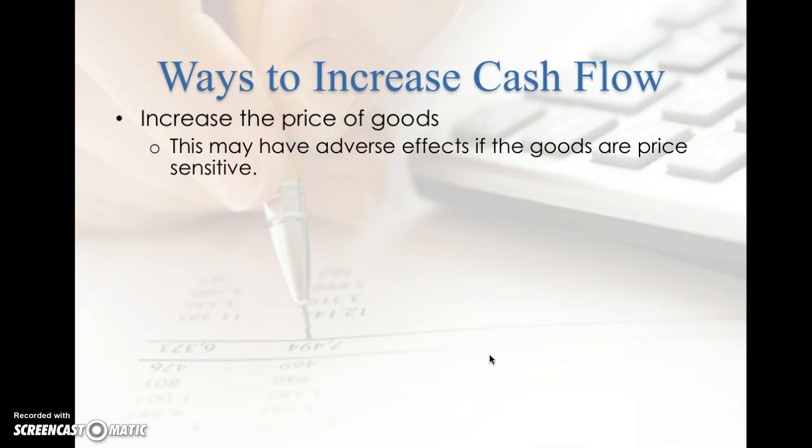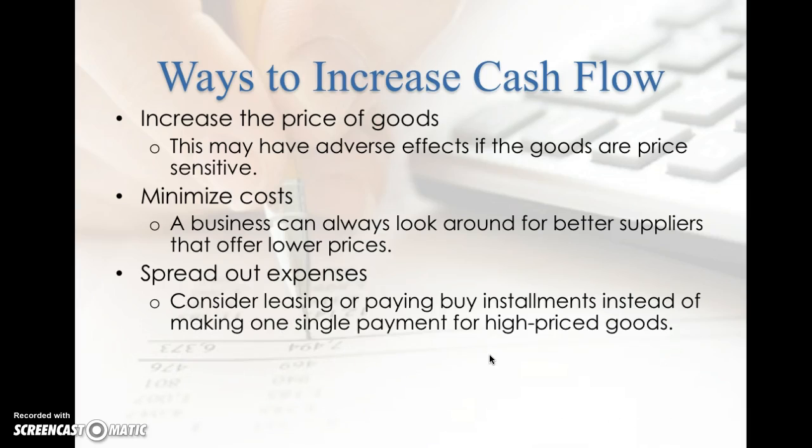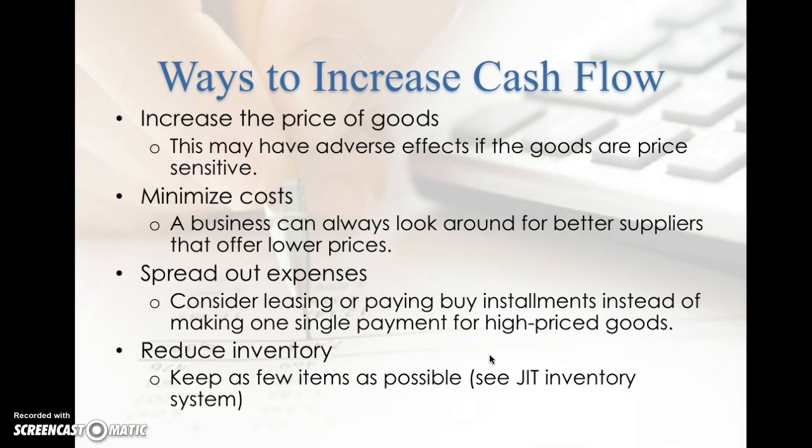So, what are some ways we can increase our cash flow? So increase the money we have. We can do things like increase the price of our goods, which might also have a negative effect if some of our goods are price sensitive. We can minimize our costs, so we can try and have less costs. We'll find better suppliers with lower prices, so we'll have more cash. We can spread out our expenses. So instead of paying everything maybe up front, we'll try and pay in installments instead of making one single payment.